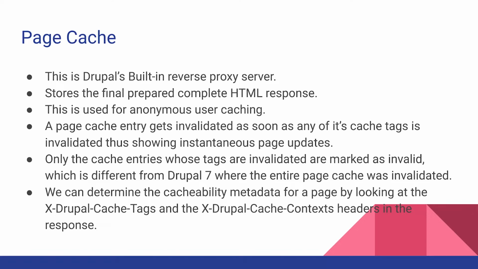So previously in Drupal 7, what I've read is that if there is some new content that is supposed to appear in a page, then the entire page cache is invalidated. Well, that is not the situation in Drupal 8, because only specific contents are updated, and the entire page cache is not flushed. Only those pages which are affected by some content change are updated.